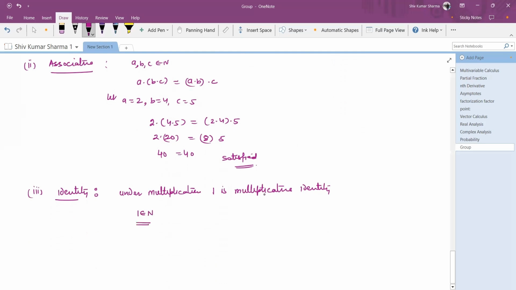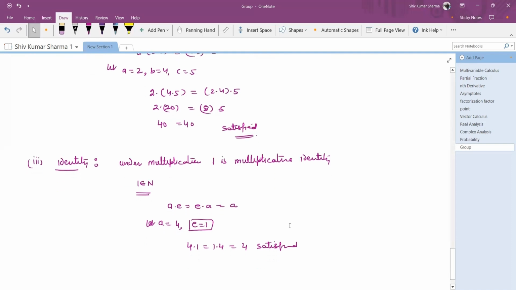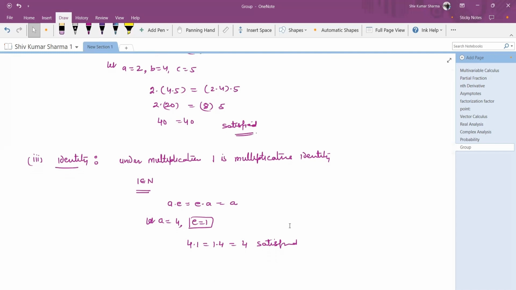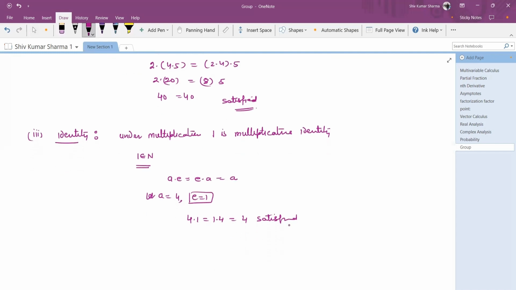So the identity exists. That means we have the property A into E is equal to E into A is equal to A, where E is the identity. Here we take A equal to 4, and E is the multiplicative identity, that is 1. So we can write 4 into 1 is equal to 1 into 4 equal to 4. So identity is satisfied in each case. When we multiply any number by 1, we get the same number. So identity is satisfied.